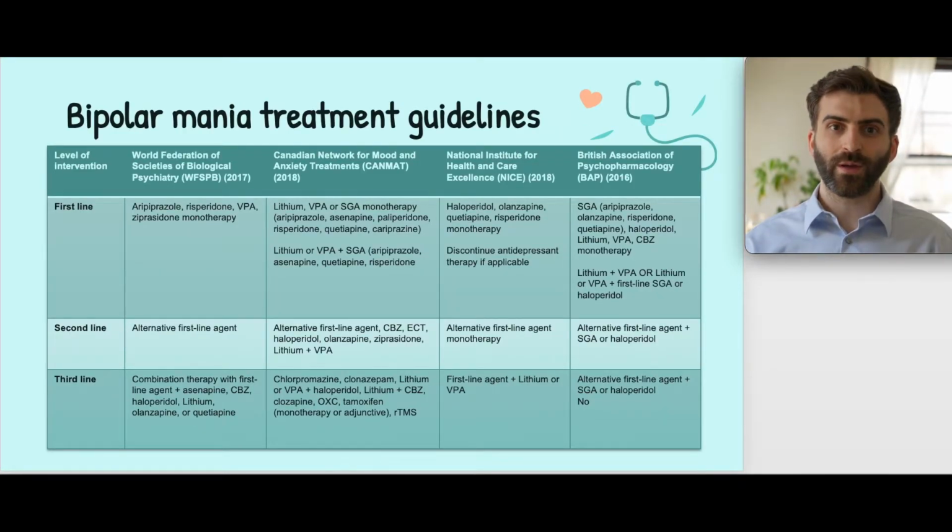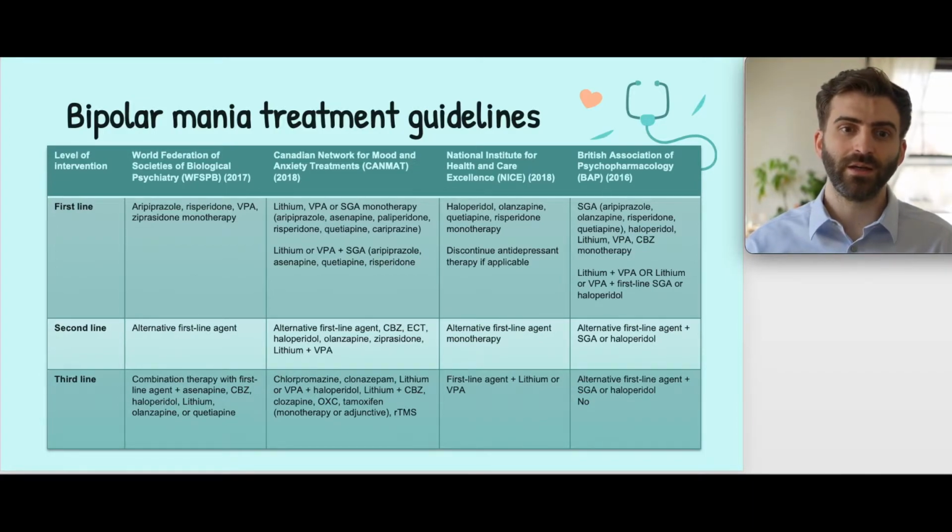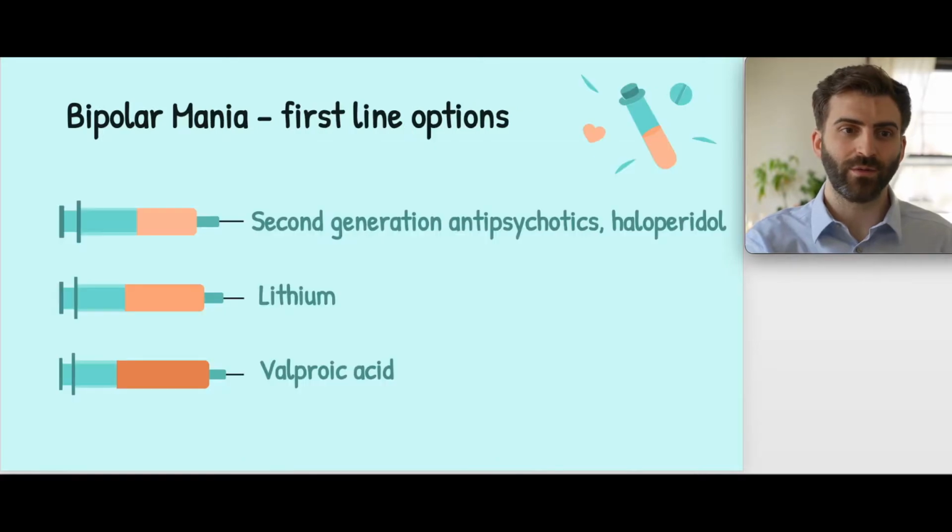I wanted to start with a comparison of some of the guidelines. So I have the World Federation guidelines, which is considered international guidelines. I have the CANMAT Canadian guidelines, the NICE guidelines from the UK, and also the British guidelines. So you can see there's many options and there's some patterns that you can see. Feel free to pause and take a look at this slide, but I'm going to boil down some information.